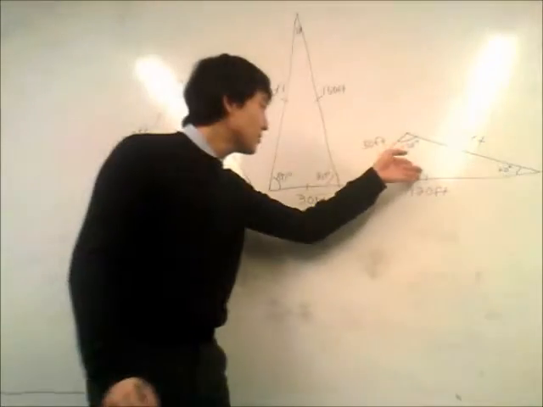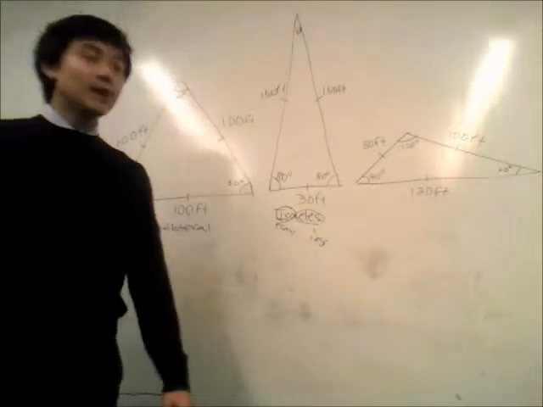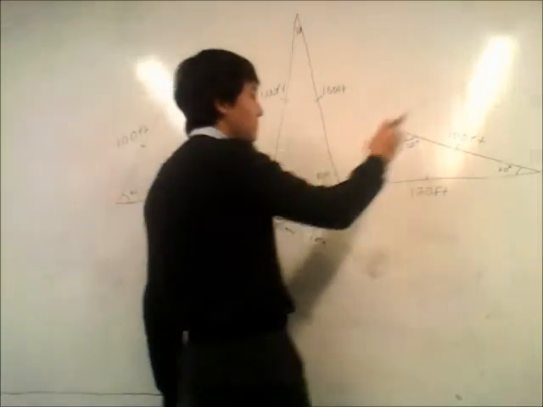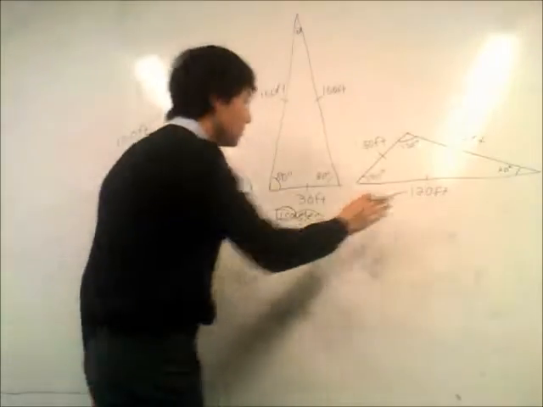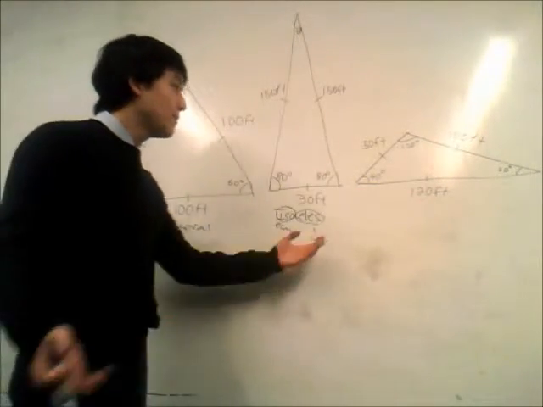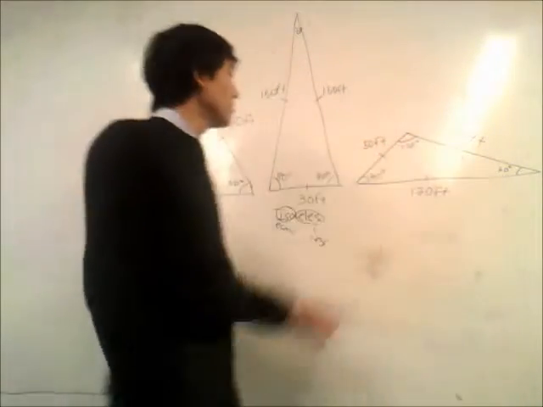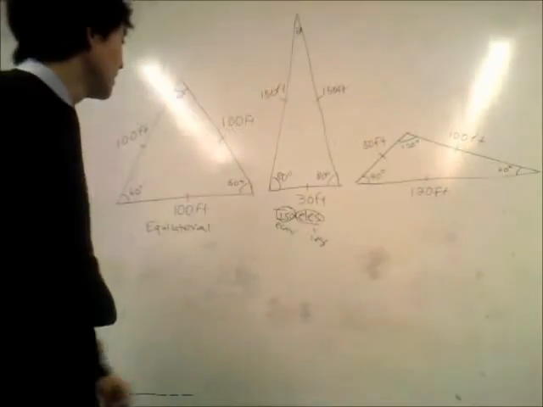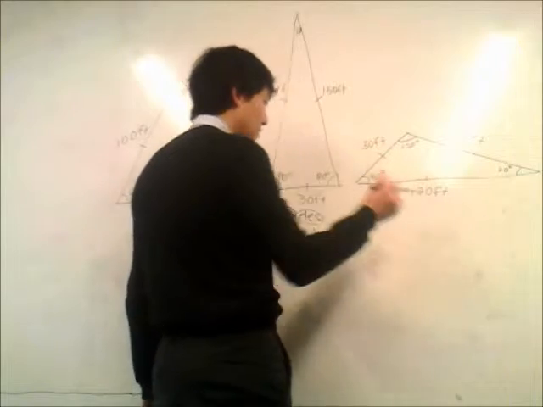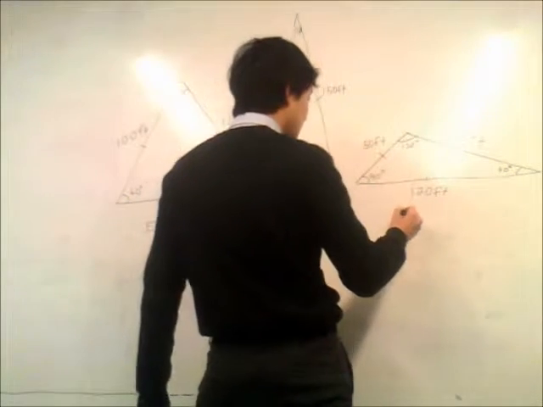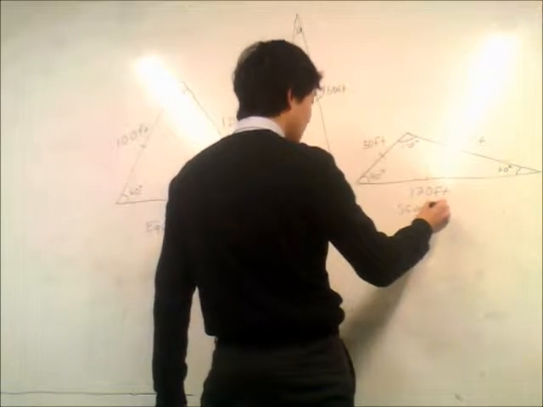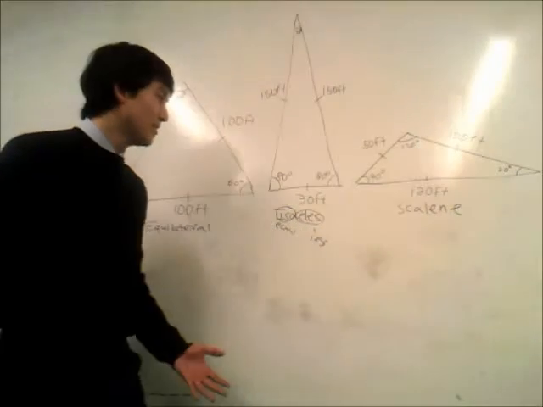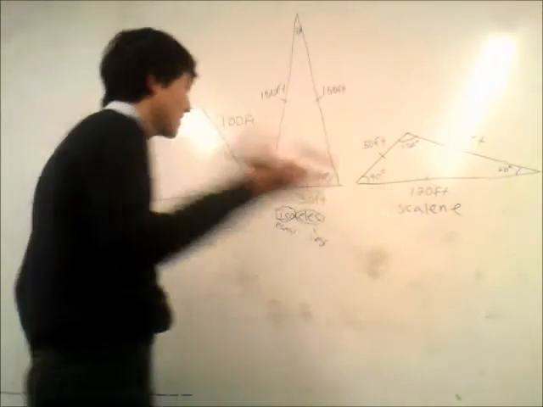Now, the third triangle, I measured it, and nothing is similar. Nothing is the same. 50 feet, 100 feet, 120 feet. And I found that the angles aren't the same either. Now, this is a really cool pattern we're seeing here. So, the scientists call this a scalene. Scalene. And it means that nothing is similar to each other.